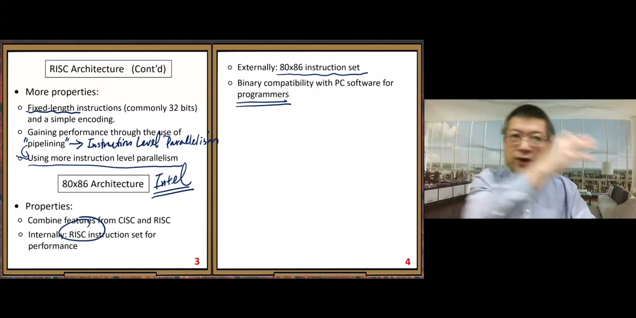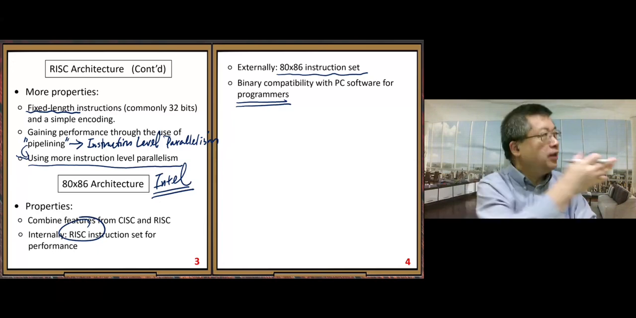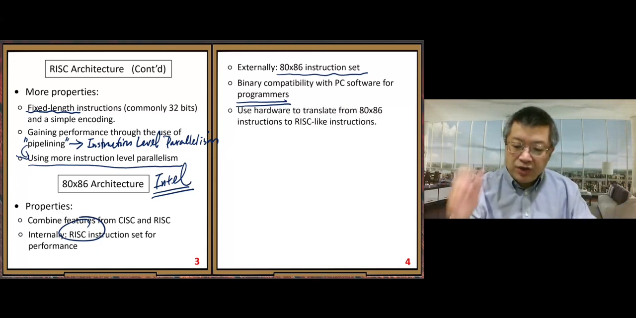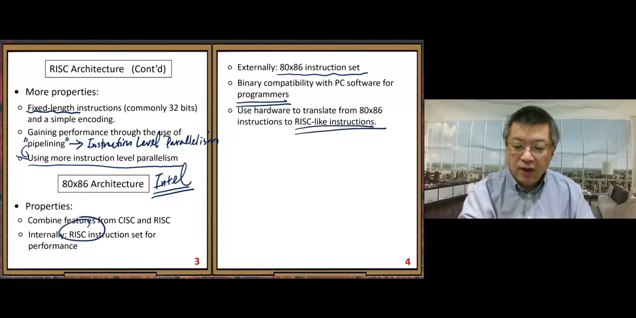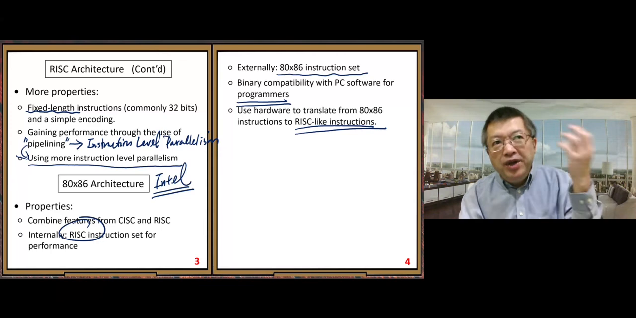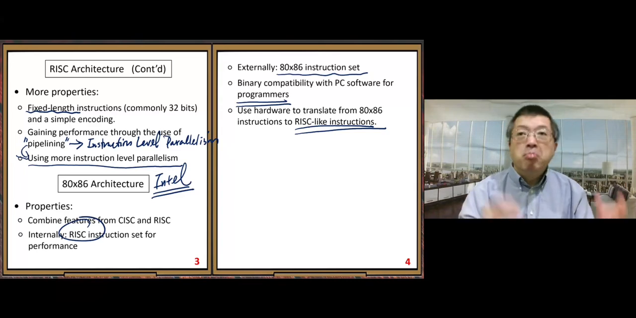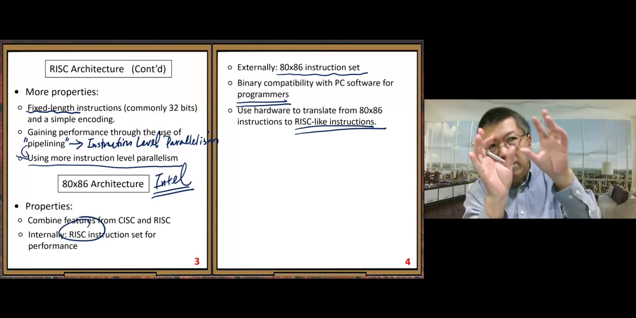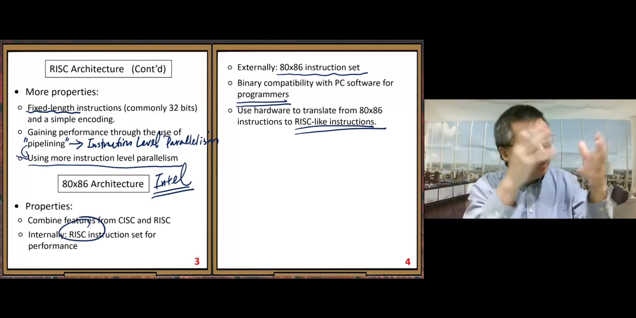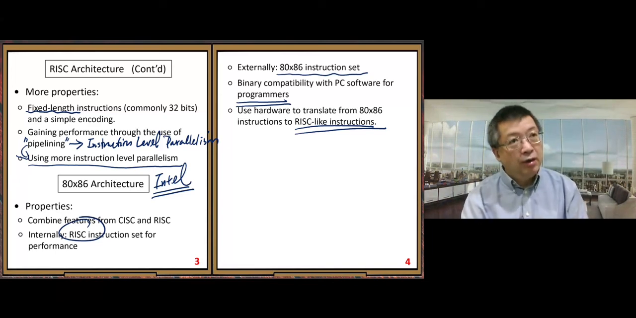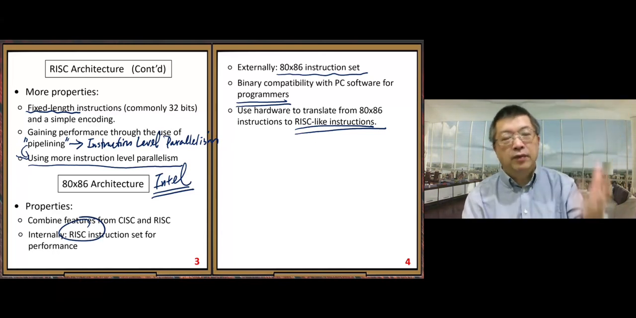But the external way and the internal way are different, so they need to do translation, from the external way to the internal way. They use hardware to translate from 80x86 instructions to RISC-like instructions. Internally it is RISC-like, very close to RISC but slightly different. That's why I said the major part is RISC, and only the minor interface part is CISC, the 80x86, which is closer to CISC but still slightly different, because that's Intel's own way.